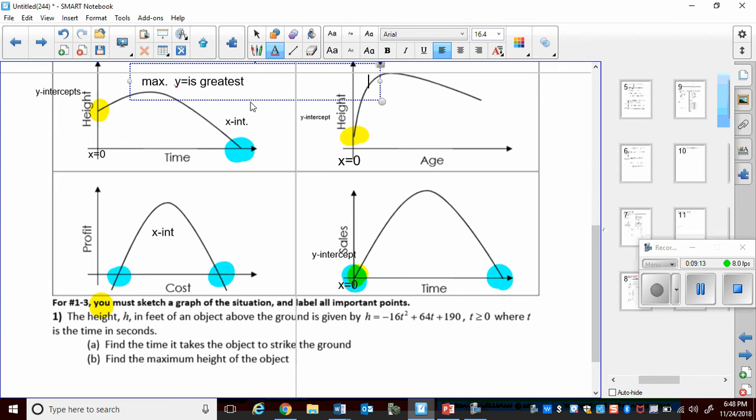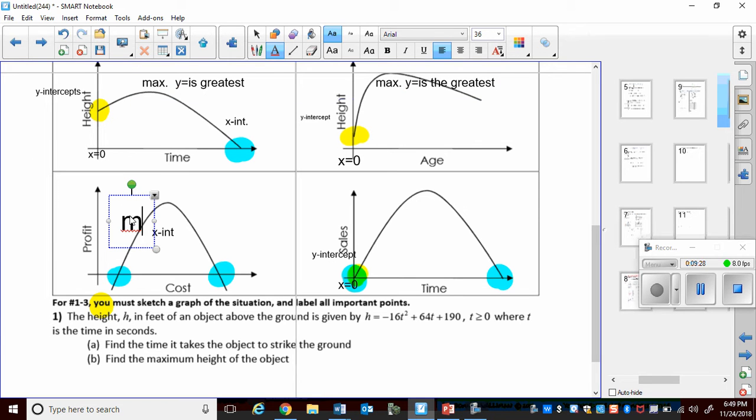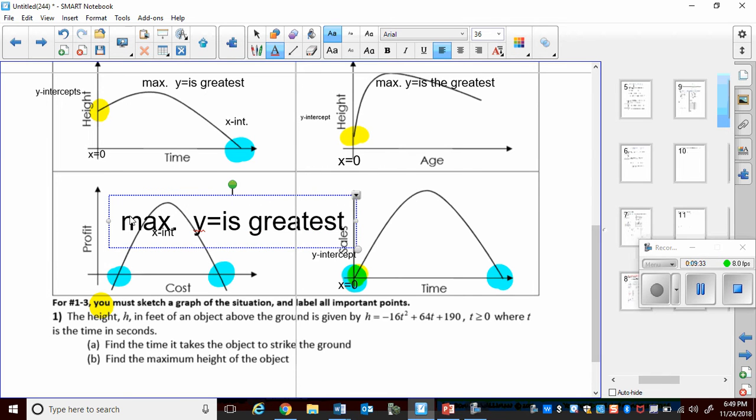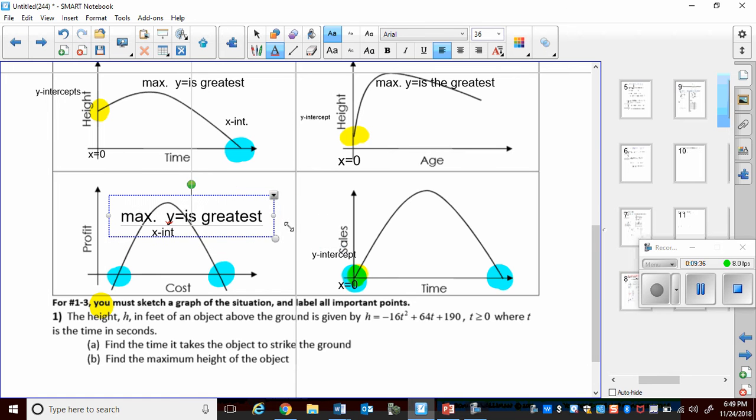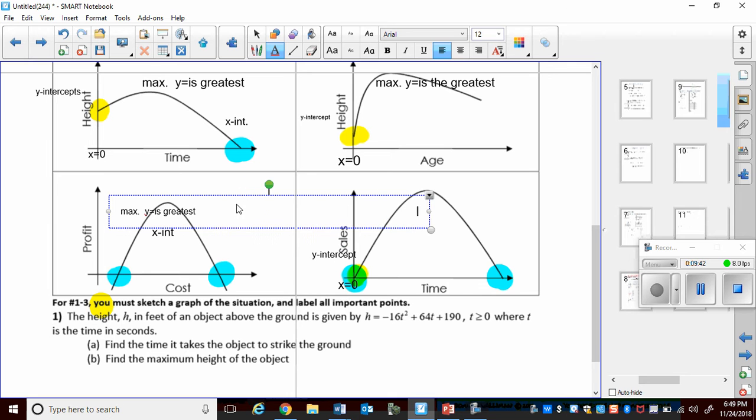Over here, it has a maximum as well, and y is the greatest. This is the greatest height you'll be. Down here, you have more maximums, so a max is where y is at its greatest height or greatest profit. And then over here, our highest sales are right in the middle somewhere. So here, y is at its greatest. You can imagine with a minimum, y would be at its lowest.